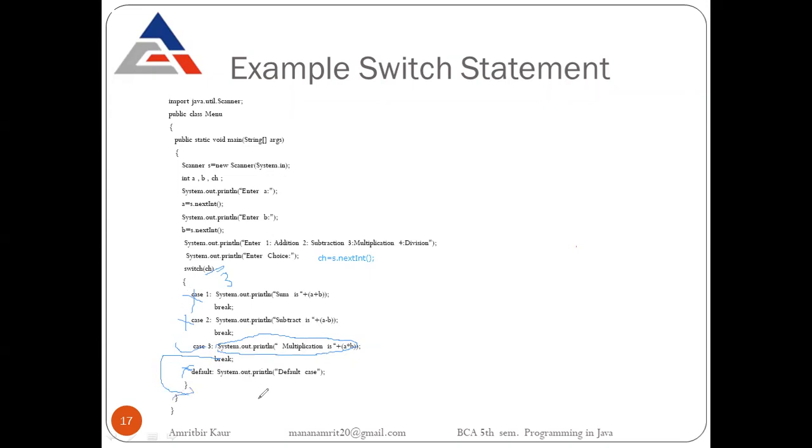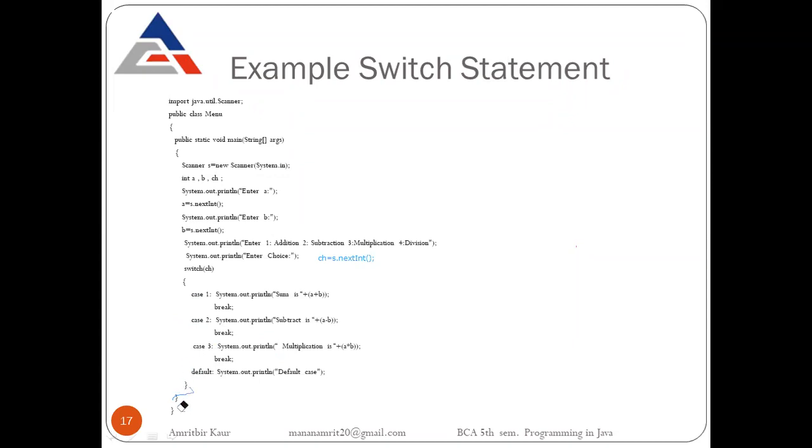Break helps to transfer the control outside the block. So that's why our control will go outside the body. You can also add a case for division here, like case 4, and in this we can write System.out.println division is, and we can write a divide b, and we can write a break.